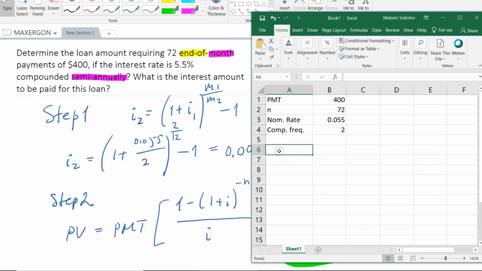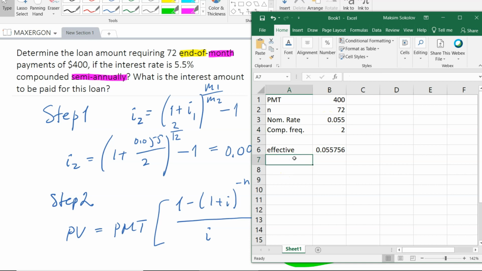Now we'll solve this problem with Excel. First, because this is a general annuity, we need to convert the rate. In order to convert the rate in Excel, you need to find the effective rate first. This is done with the function EFFECT. This function calls for the nominal rate, which is given in B3. The number of periods that the rate is compounded is going to be in B4. As a result, in B6 we have the effective rate, which is equivalent to 5.5% compounded semi-annually.